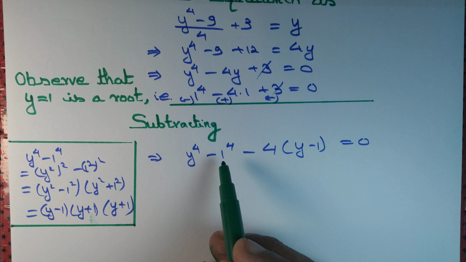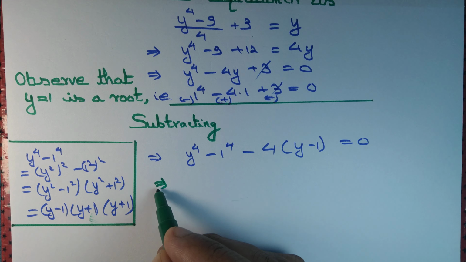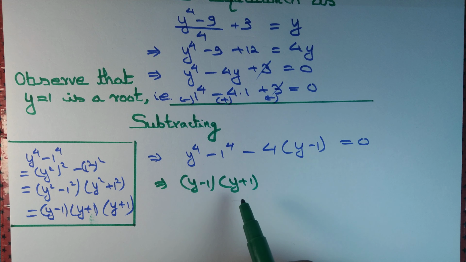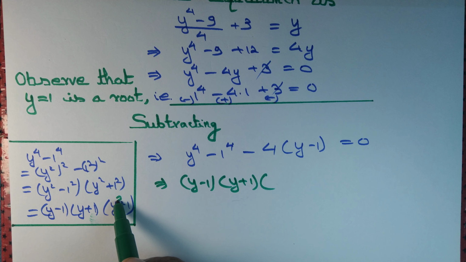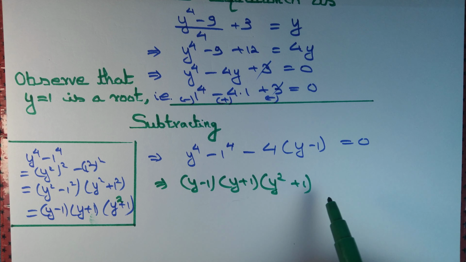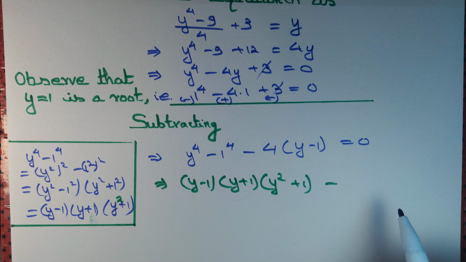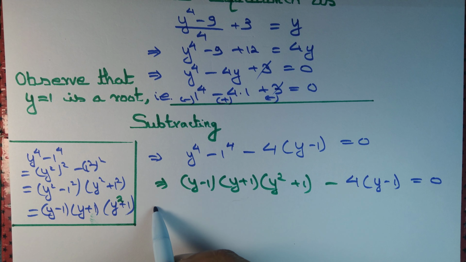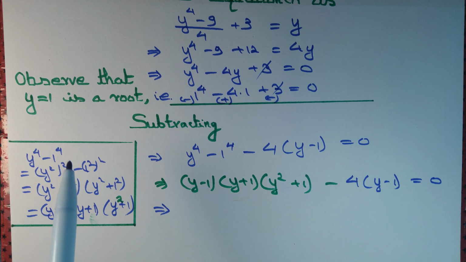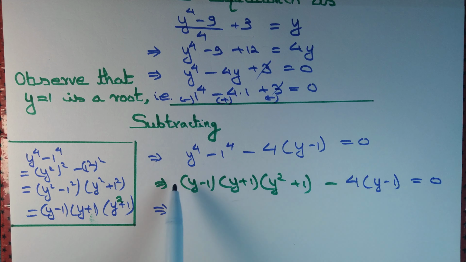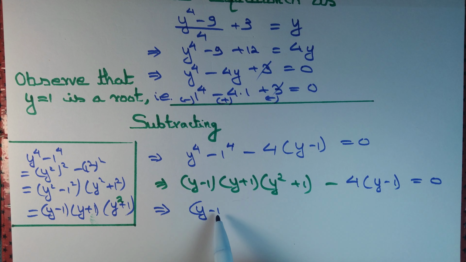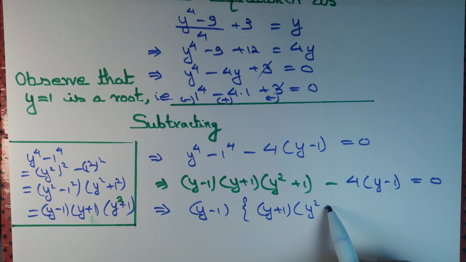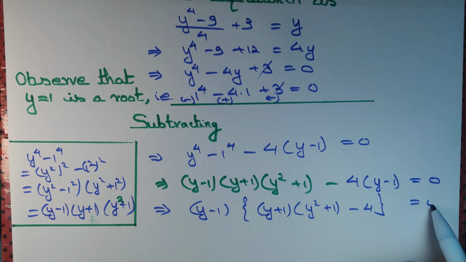Let us replace y to the power 4 minus 1 to the power 4 by y minus 1 into y plus 1 into y square plus 1. Minus 4 into y minus 1, we copy as it is, right hand side 0 we copy as it is. Now as we said earlier, we have observed that y equal to 1 is a root, so y minus 1 is a factor. So y minus 1 we take common, and we will be left out with y plus 1 into y square plus 1 minus 4 equal to 0.